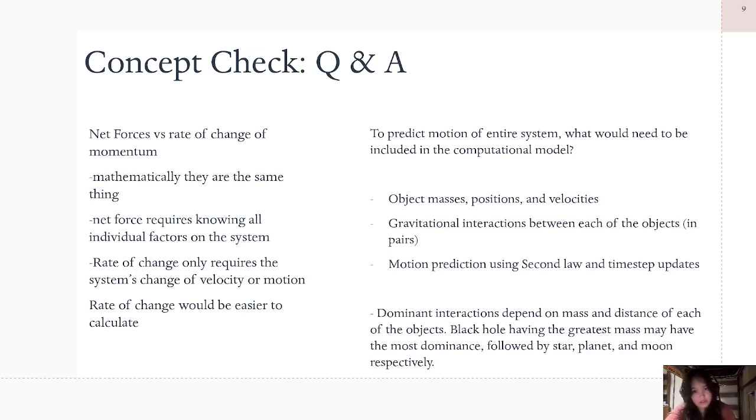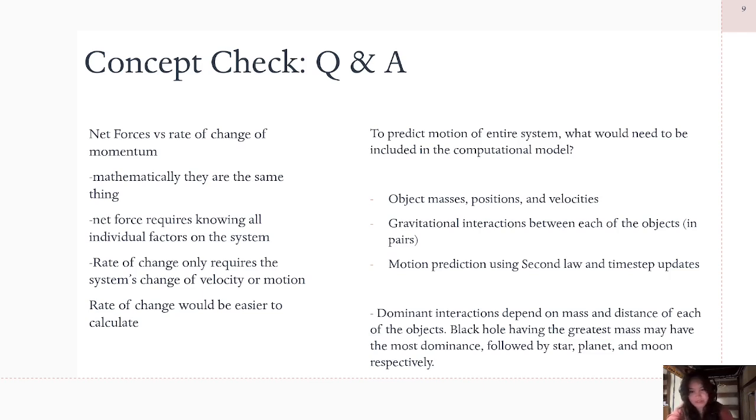To be able to predict the motion of the entire system, however, you would need to know pretty much all the given masses, positions, and velocities, the interactions between each of those objects, and the motion's prediction using Newton's second law and time step updates.